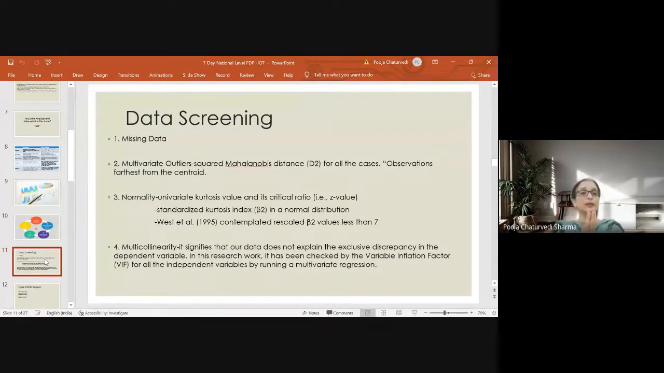Last is multicollinearity. Multicollinearity means the overlapping of the statements. It means your data is not able to show any exclusive discrepancy in the dependent variable. The statements you have taken are all talking about the same thing. Say you want to talk about four different factors: risk, returns, fund characteristics, and fund manager.